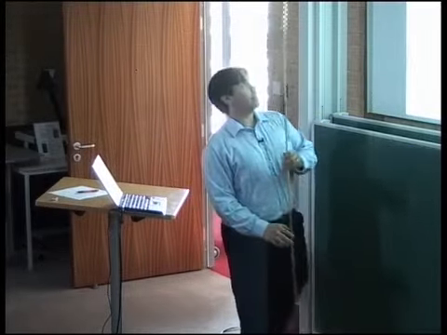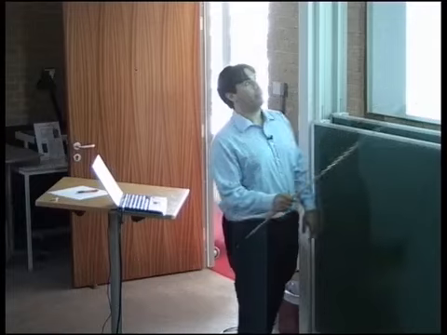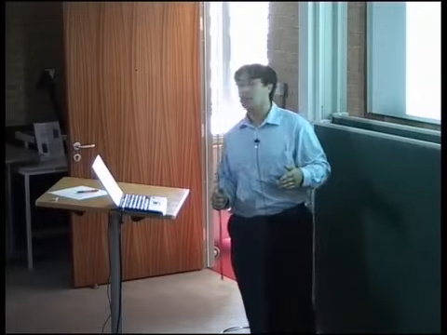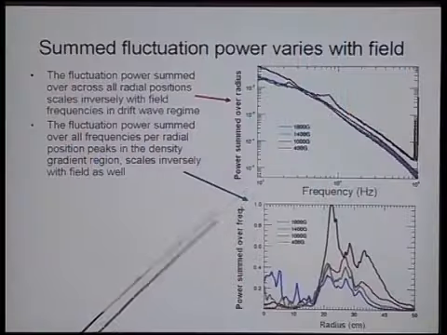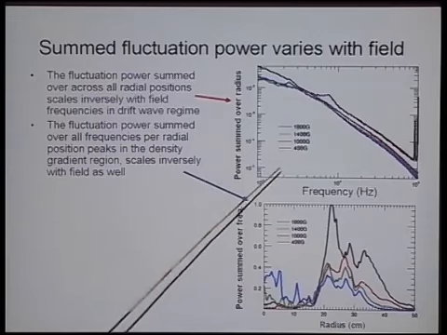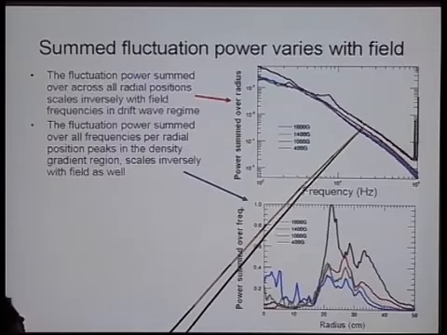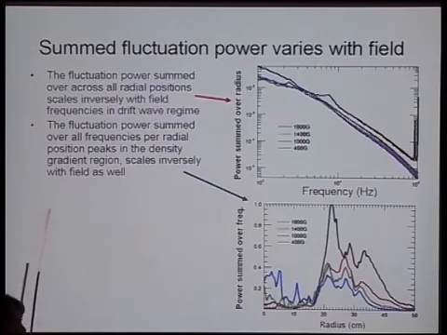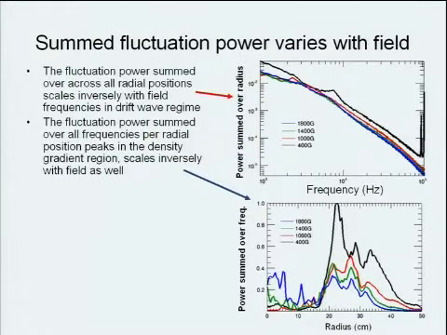Another way to look at it is summing those spectra plots, summing over the radius for each frequency. You can see here that the spectra for each field don't vary too much. If you spread this apart, there is some scaling in field: higher field tends to decrease the turbulence at most frequencies in this regime.